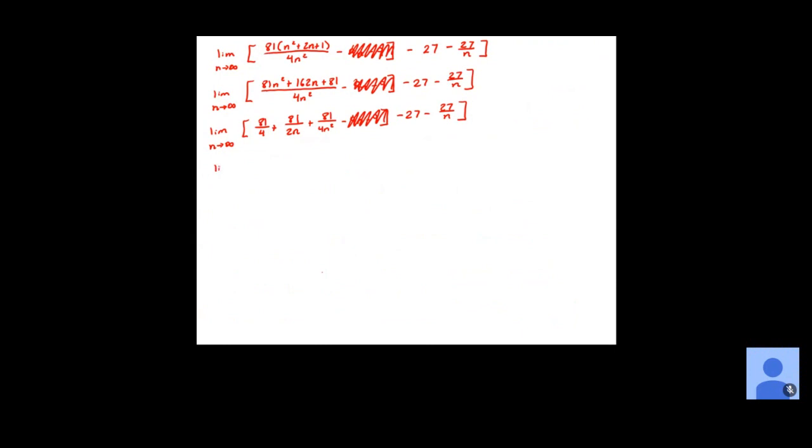All right, so let me write out exactly what we've got now. This is the limit as n approaches infinity of 81 over 4 plus 81 over 2n plus 81 over 4n squared minus 27 over n. Okay, so that's what it should look like now.